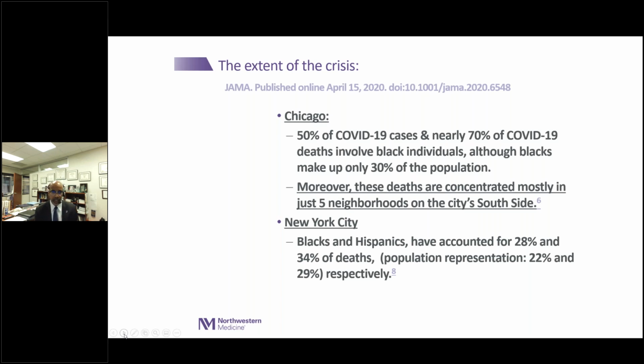And introducing a concept that Dr. Bernstein already challenged us with, that is the importance of place, what was so striking here in Chicago was that the majority of these deaths were concentrated mostly in just 5 neighborhoods on the city's south side. Later on in this webinar, Dr. Bibbins-Domingo will tell you much more about the importance of place. We can go forward, please.